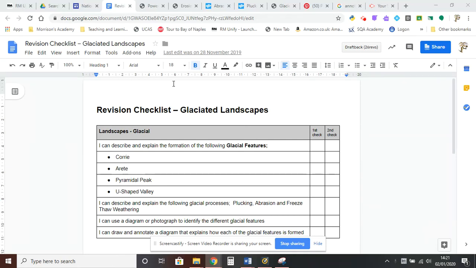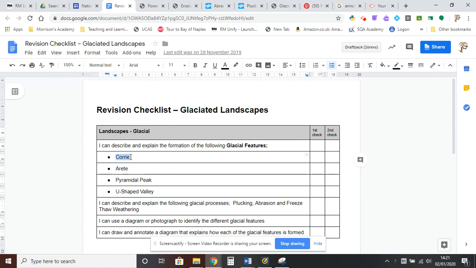In this tutorial, I'm going to help you be able to answer any exam question that is focused on explaining the formation of a Corrie, which you can see on the revision checklist here. Okay, now to answer this question, there's two approaches. You can write your answer, or you can draw a diagram which contains the key points in the formation of this particular feature.